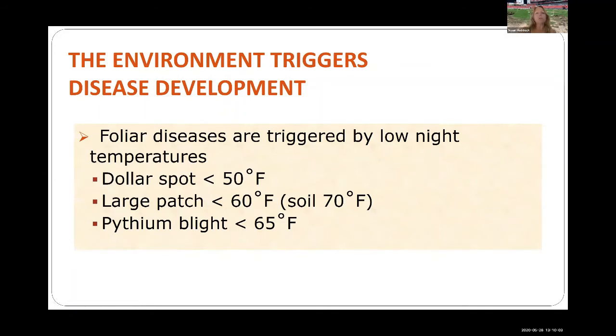So the environment triggers disease development. A lot of times our foliar diseases are going to be triggered by low night temperatures. You can look specifically, we have three here that are triggered at different temperature ranges. Dollar spot, for instance, is at greater than 50 degrees, but down in those cooler night temperatures is where we start getting that dew on the foliage.